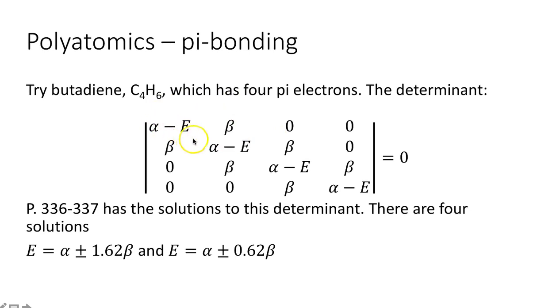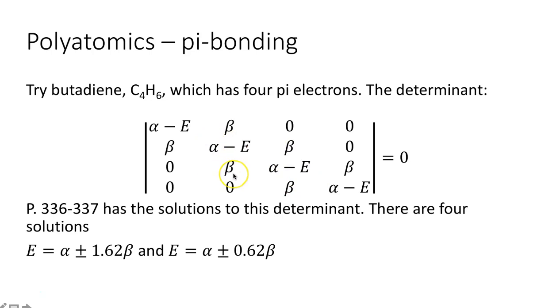We end up with the diagonals are all these alpha minus E. So 1, 2, 3, 4. And then we get a beta for the ones that are nearest neighbors. Notice this is not nearest neighbor. So this would be say the third carbon. So this is the first carbon, second carbon, third carbon, fourth carbon. The third and fourth carbon don't interact, so we get zeros in those cases. So at the second carbon, it interacts with the first and the third, and so we get betas, and so you can see the structure that you get for this determinant.